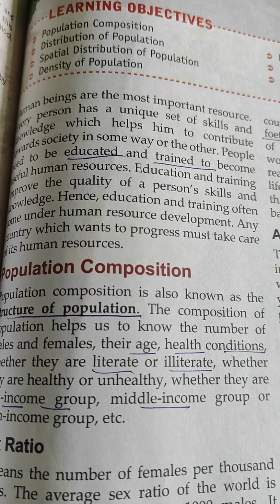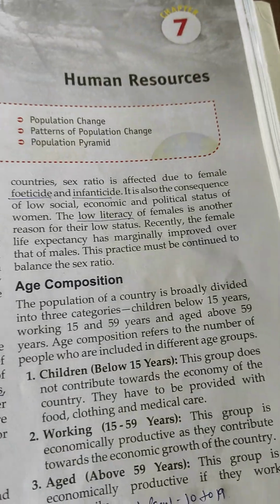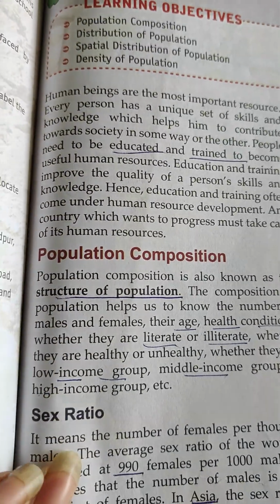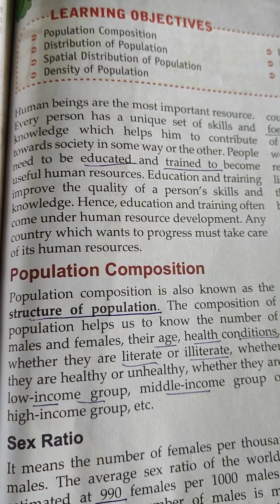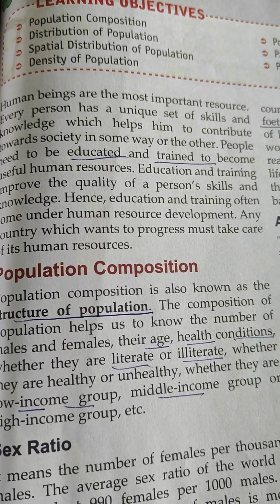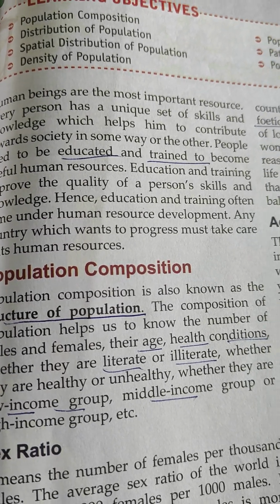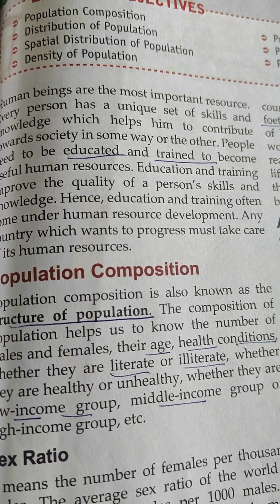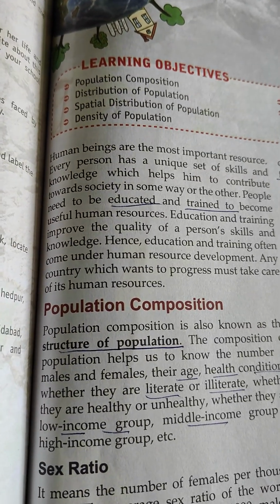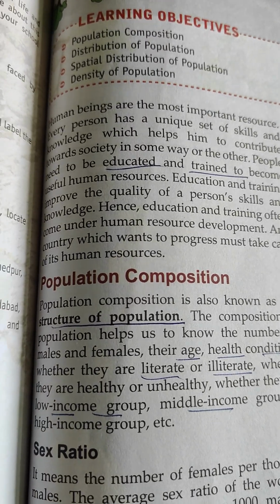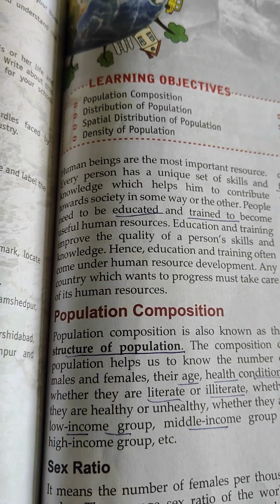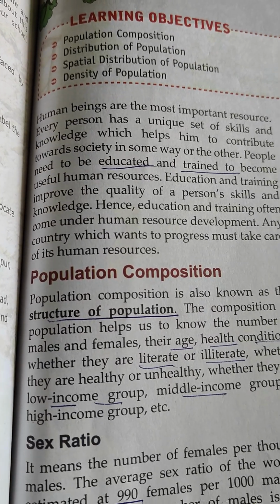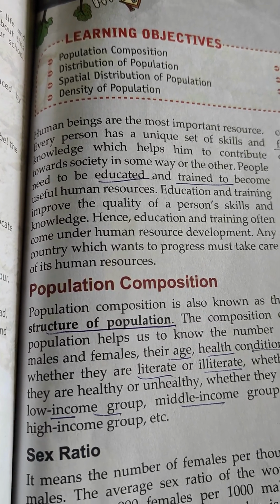So today we start the geography last chapter 7, human resource. Human resource means we people. Our education, our training, our professionalism and the skill create a balanced human resource, and that is utilized by the system in different working and professions. That we call the human resource.